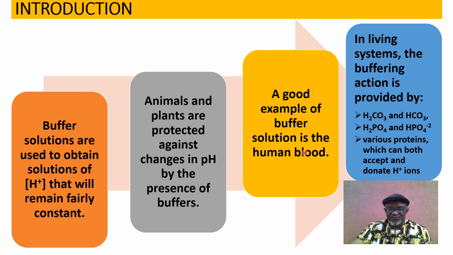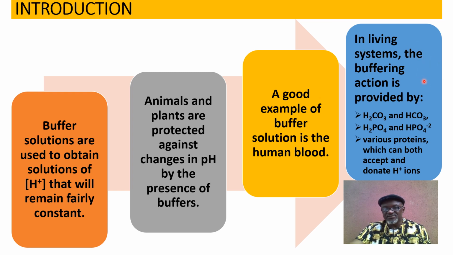The blood is a buffer solution, and that is why when there are pH changes, the blood will withstand this pH change. That is, there won't be a drastic pH change of the blood. Because if that happens, then automatically the cells will be in trouble. And when the cells get into trouble, then the human being will be in trouble also.